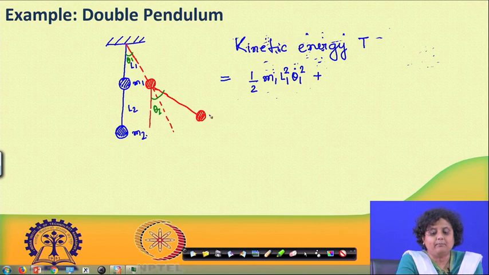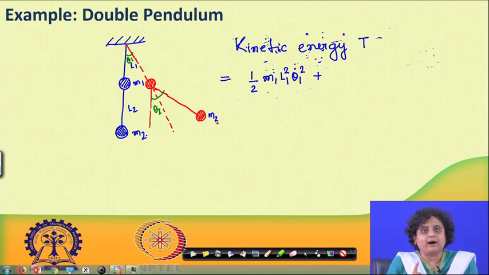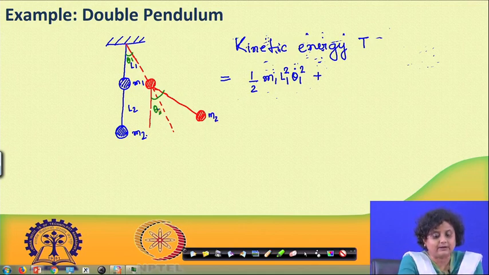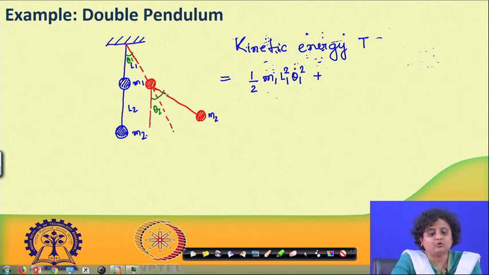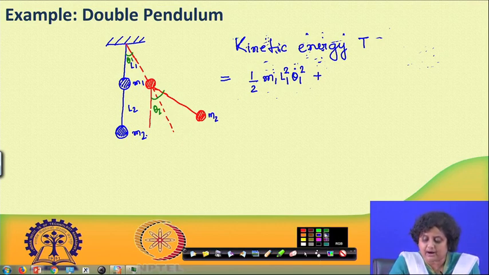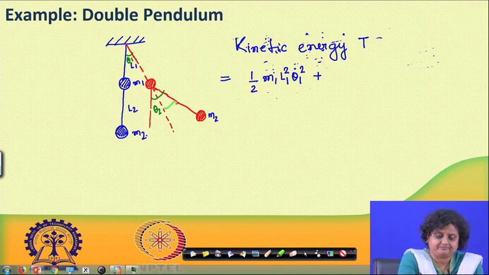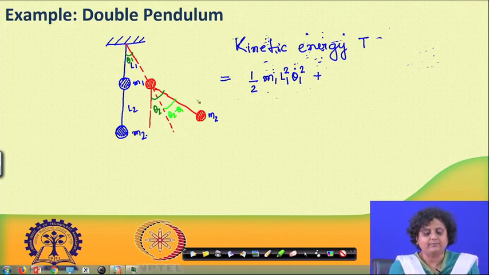The kinetic energy of mass m2 is not so straightforward. The kinetic energy of mass m2 is going to depend on theta 2 as well as theta 1, because it is rotating itself by an angle of theta 2. So, it has an angular velocity of theta 2 dot, plus it is also rotating some portion because of theta 1. So, the kinetic energy of m2 will also contain theta 1, and how are we going to find that out? Let us first mark this angle. This angle is theta 1 minus theta 2.